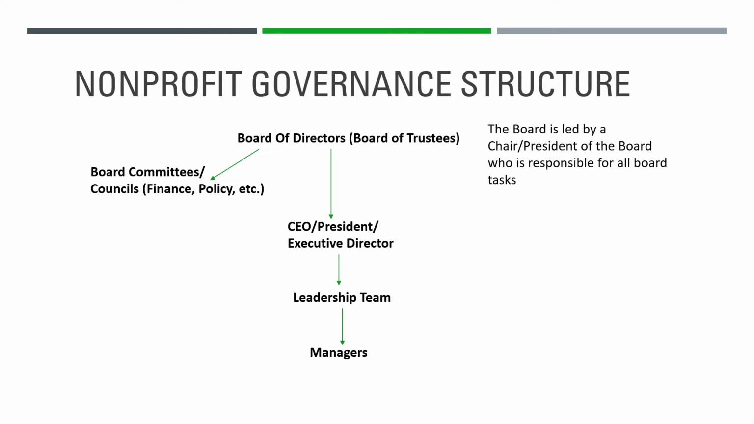The nonprofit governance structure has to be in place. Even when you apply for your nonprofit status through the IRS, you have to have this in place. So think about this before you even fill out the paperwork. You have to have a board of directors or a board of trustees. These are the body that have oversight of the organization based on areas of expertise.